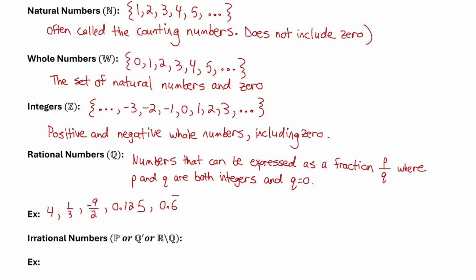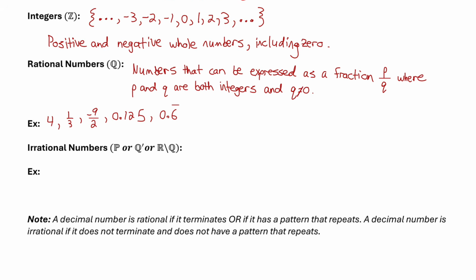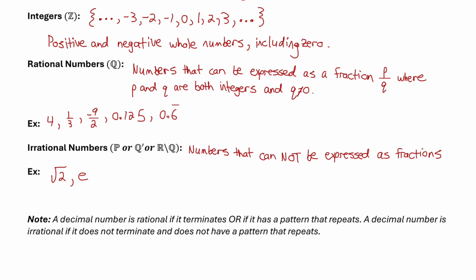And now let's move on to irrational numbers, where you can use a capital P or a Q with an apostrophe after it. That means just not rational. And the definition of irrational are just numbers that cannot be expressed as fractions of integers. And some examples of irrational numbers would be the square root of 2, Euler's number e, or pi, or any decimal value that goes on forever and has no repeats.